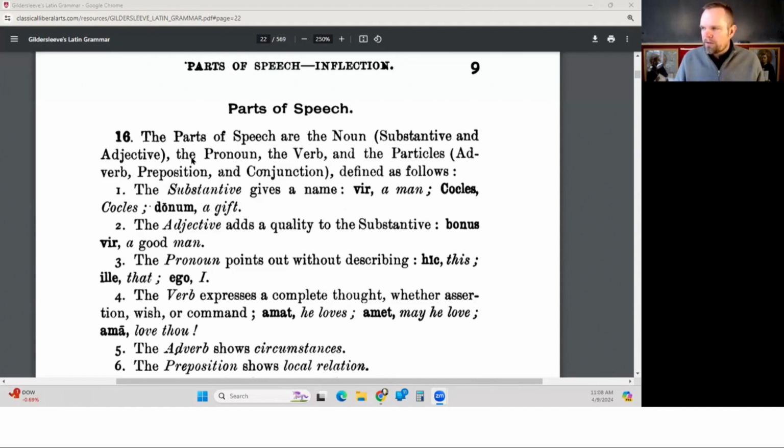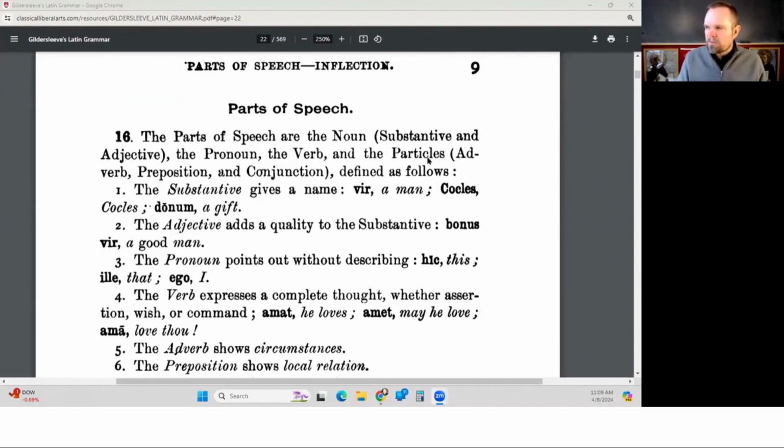So the parts of speech are the noun, pronoun, verb, and particles. And one of the questions on one of the assignments is what are particles? And some students struggle with that, but they're listed right here: adverb, preposition, and conjunction. Okay, so particles are these remaining parts of speech, and we'll see in a minute that they have something in common. But particles are adverbs, prepositions, and conjunctions. So we've got nouns, pronouns, verbs, and particles. And don't get the word particles confused with participles, right? Two different words, particles and participles.